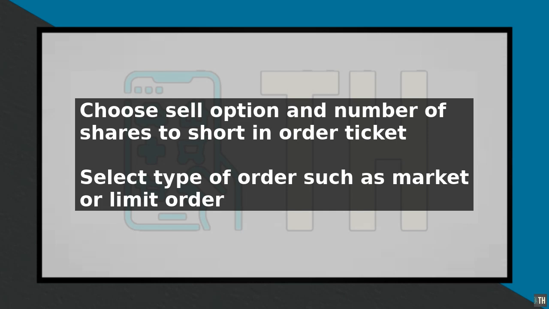Once you have filled out the order ticket, you need to click the Sell button to execute the trade. Your short position will be opened and you will be required to buy back the stock at a later time.